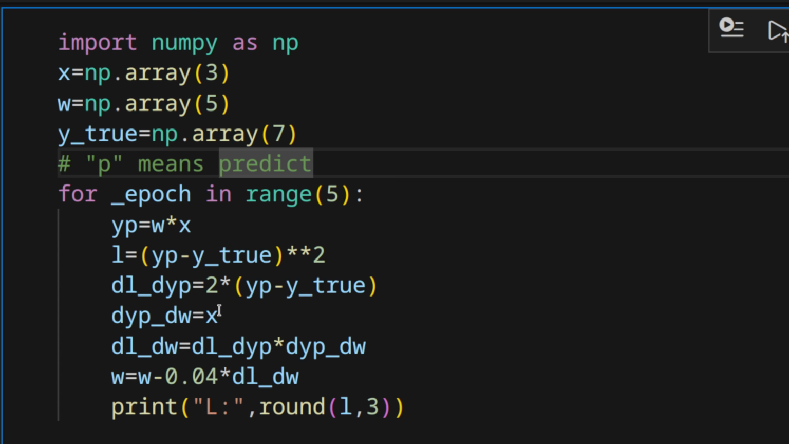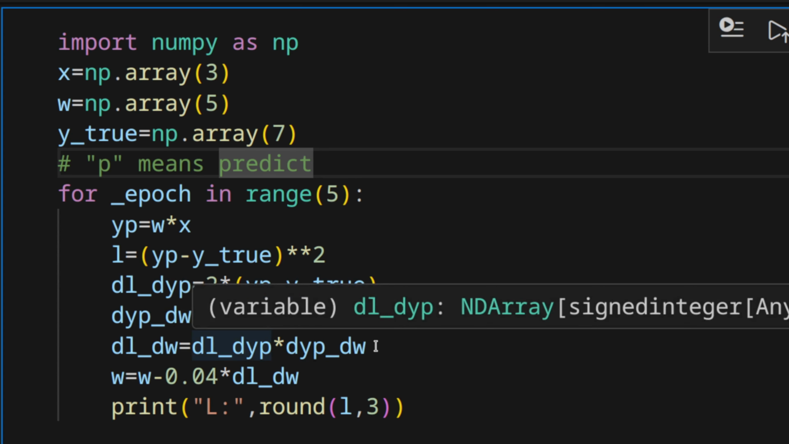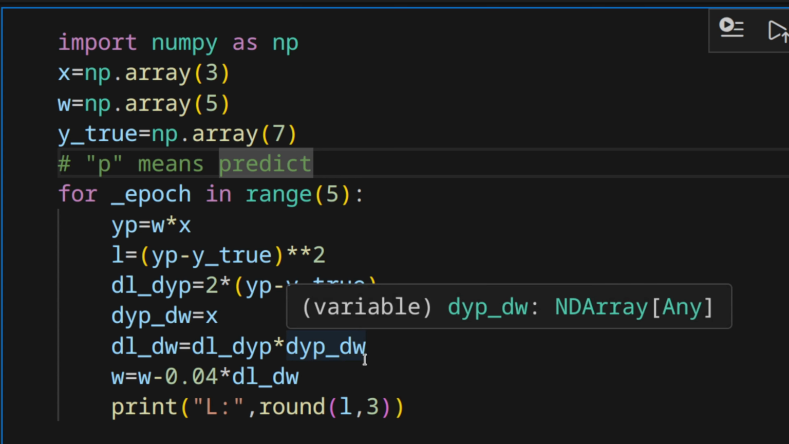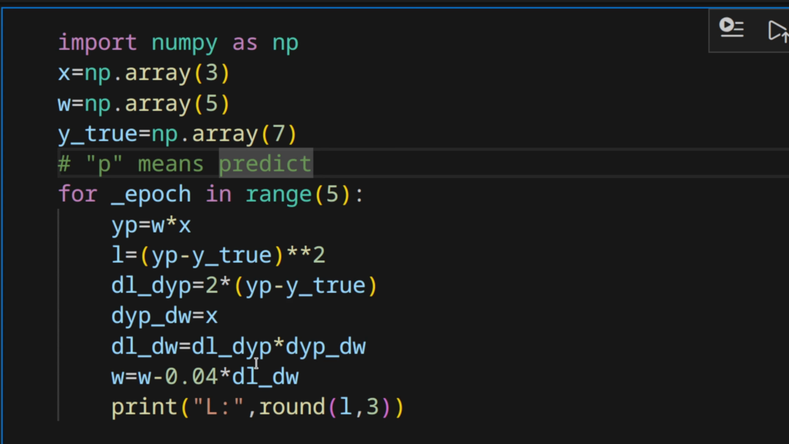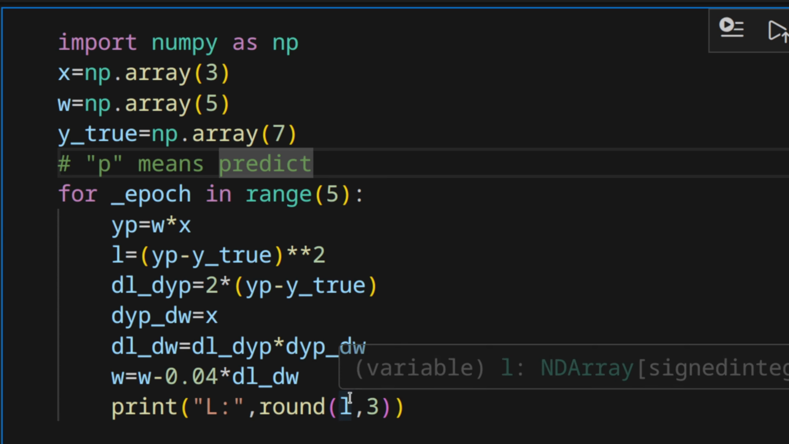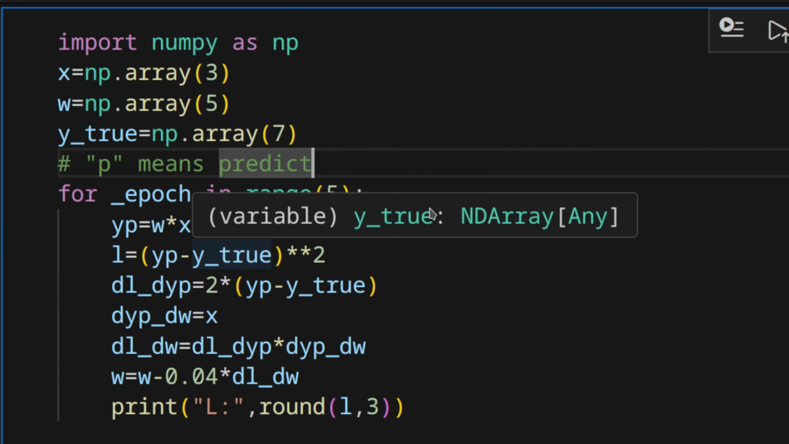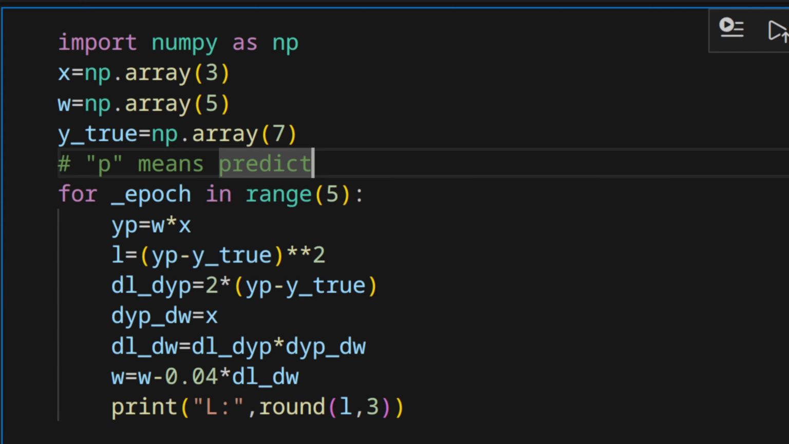So these are the local derivatives, and you multiply them together to create the global derivative, or the gradient. So this gradient is multiplied by the learning rate, which is 0.04, and it'll print out the answer. So if I run it, it should start at a number and then start going down afterwards.